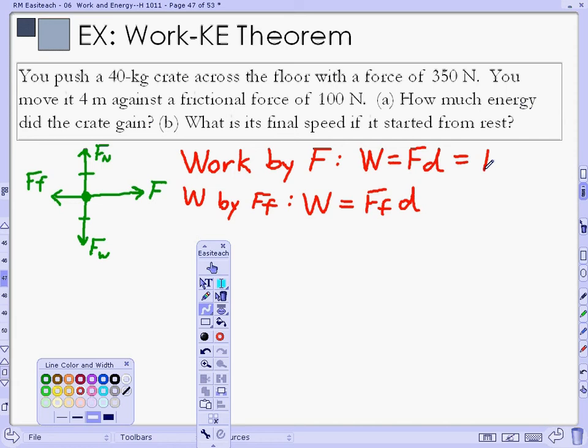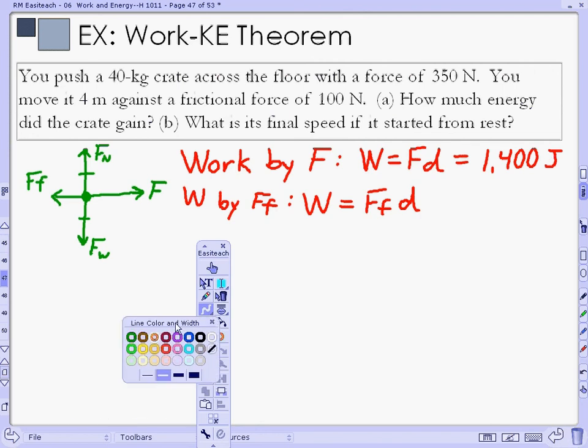And stop and think for a second whether or not that's positive or negative. That's positive because the force was in the same direction. And friction times the distance, mental math, 100 times 4 meters, 400 joules. Stop and think whether or not that's positive or negative, and you should realize it's negative.